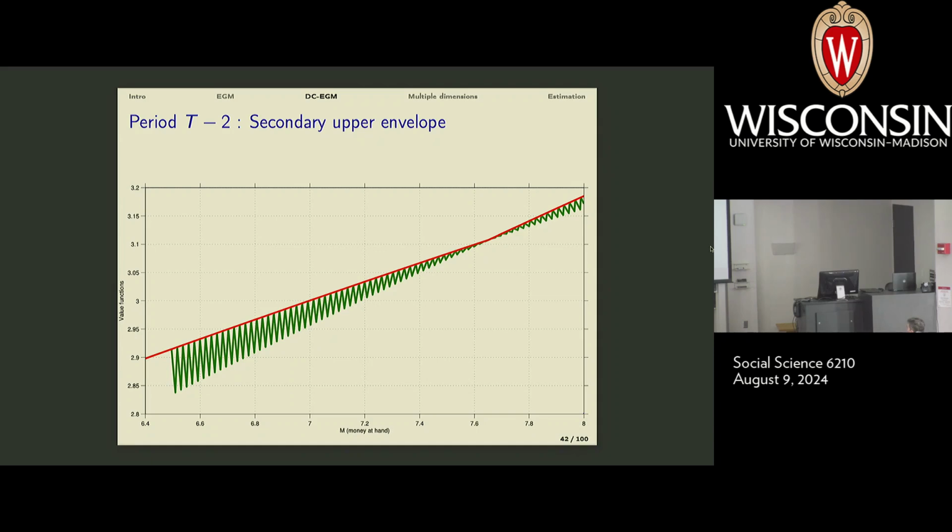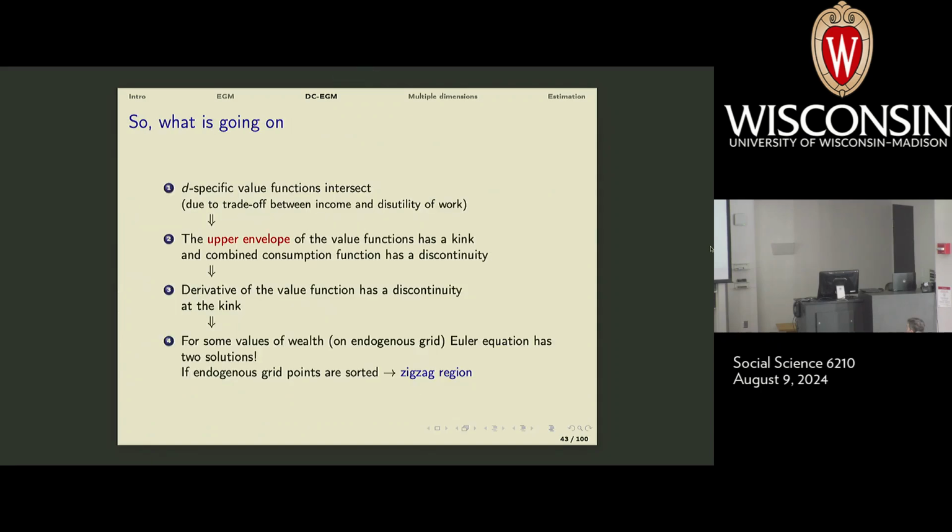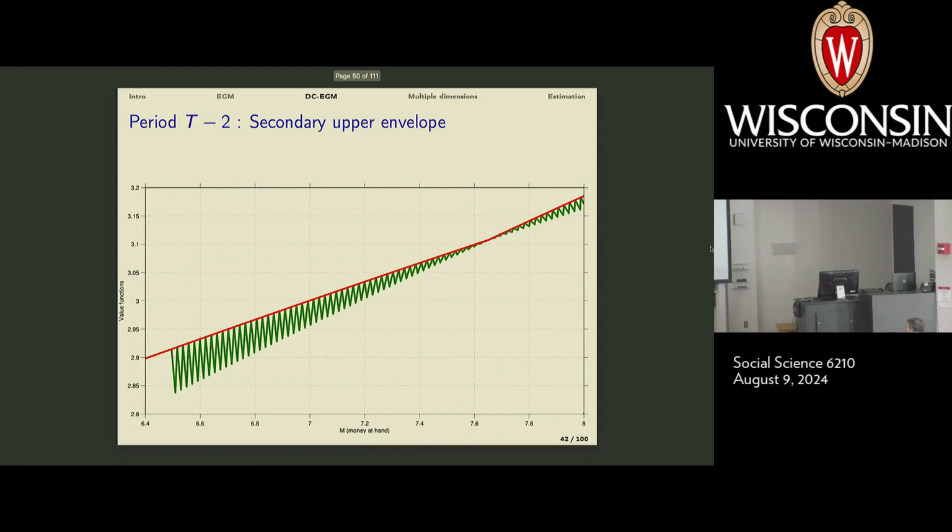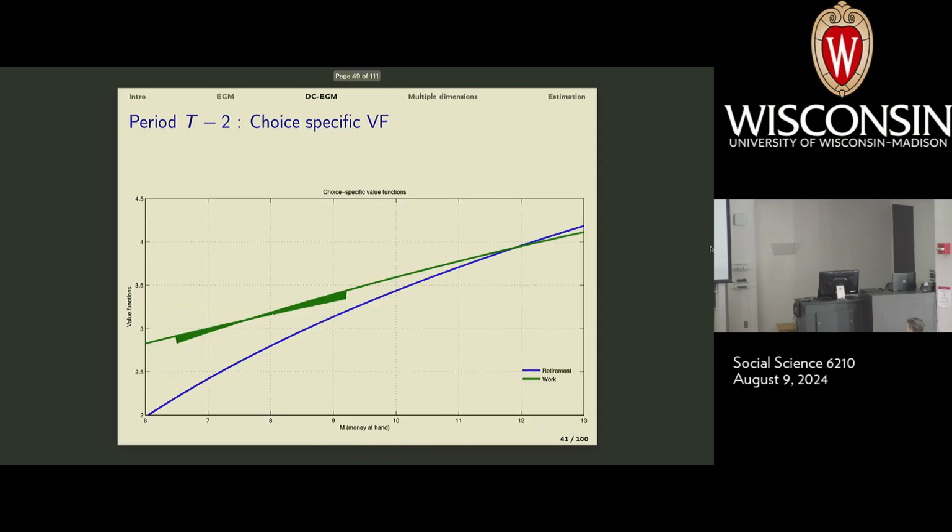Well, the answer is the same. We can just look at the upper envelope. And that's kind of the key approach here. Okay, so what happens here? This was two solutions to the first order condition. Was the other one a minimum? These are two stationary points. They're two local maxima.